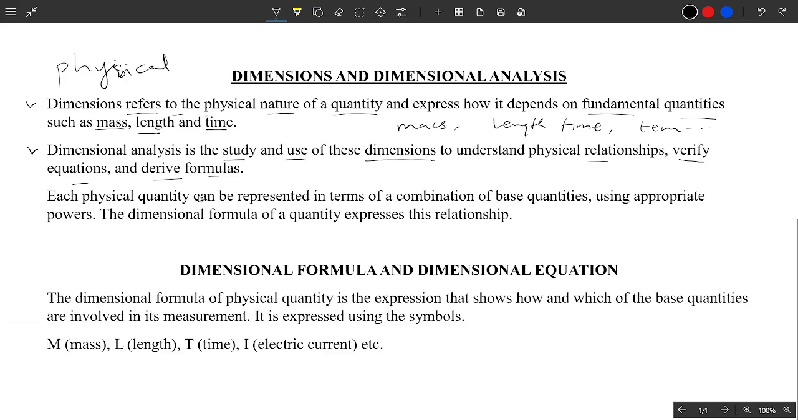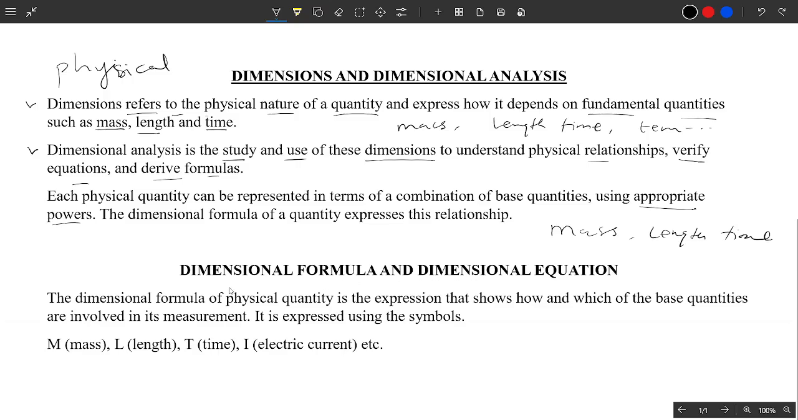Each physical quantity can be represented in terms of a combination of base quantities using appropriate powers. So we can use the base quantities like the mass, the length, the time to do what? To represent these quantities, right? Yes. Now, let's look at the dimensional formula and dimensional equations.